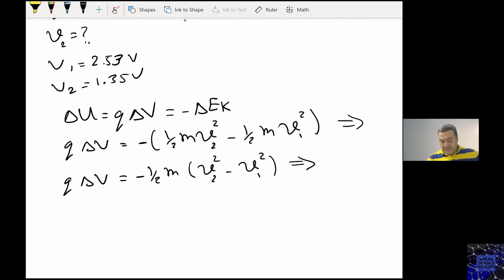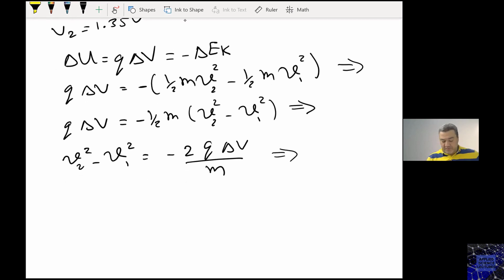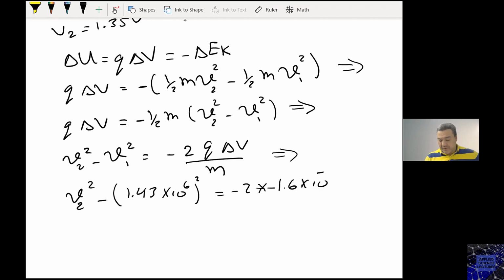Then V2 squared minus V1 squared equals minus 2Q delta V divided by M. And if we substitute, V2 squared minus 1.43 10 to the power 6 squared equals minus 2 times minus 1.6 10 to the power minus 19 times V2 minus V1, which is 1.35 minus 2.53.